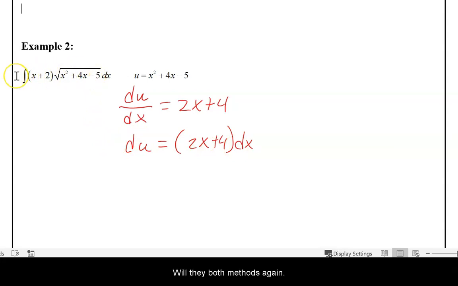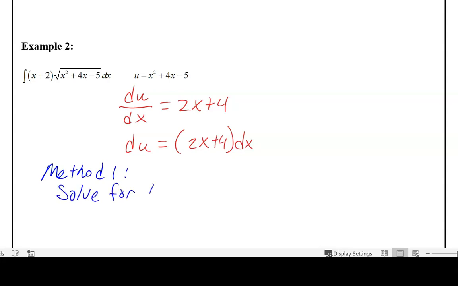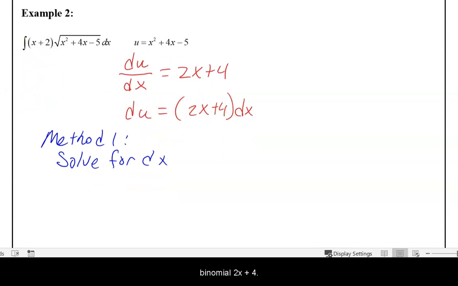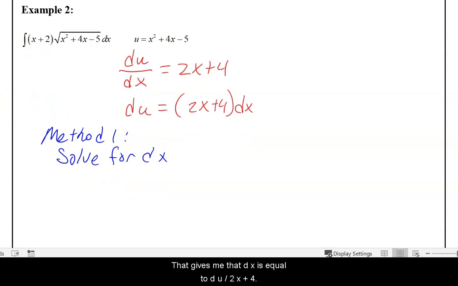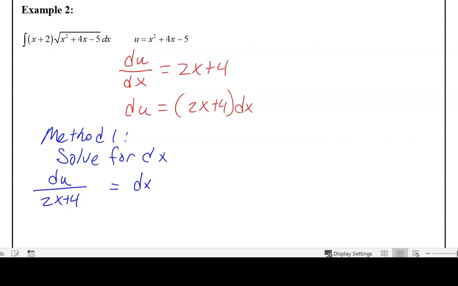We'll do both methods again. In method 1, we did solve for the differential dx. Let's try method 1 again. In method 1, we were to isolate dx. If I isolate dx, that means I need to divide by the binomial 2x plus 4. That gives me that dx is equal to du divided by 2x plus 4.